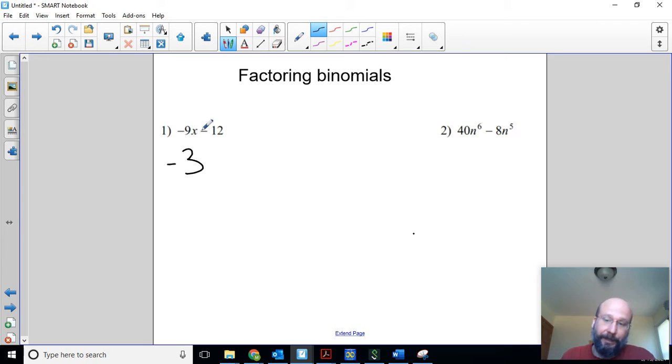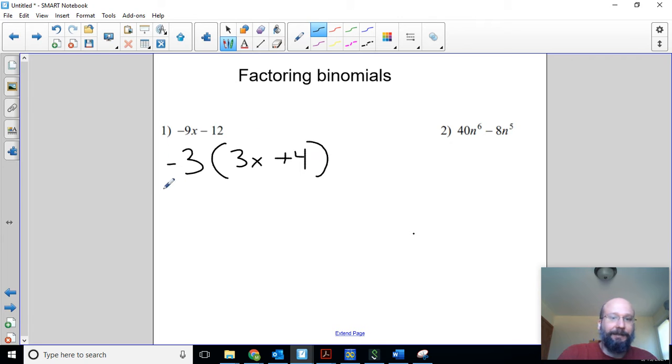And now I look at my variable. This one has a variable in only one term, so there's no common variable. So the only thing I'm taking out is the negative 3. I'm removing negative 3 from both of these terms. So that means I'm going to divide: negative 9x divided by negative 3 is 3x, and negative 12 divided by negative 3 is positive 4.